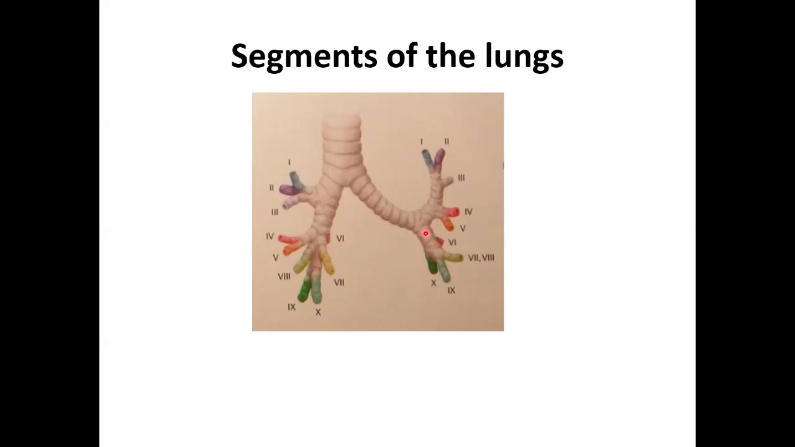And each of these lobar bronchi divides into segmental bronchi, which are bronchi of third order. And now we shall call each of them by the name and by the number. Let's begin from the right lung, superior lobe. So, lobus superior in Latin, number 1.